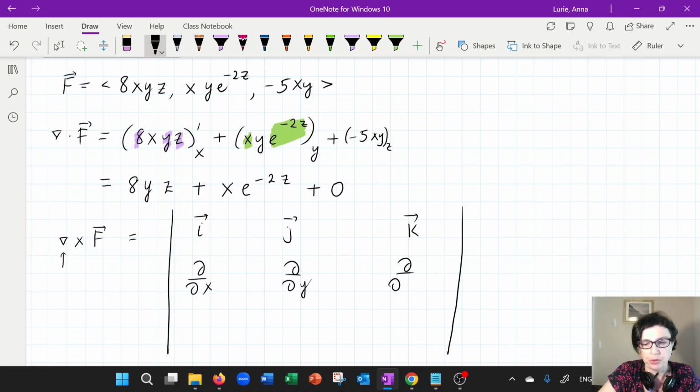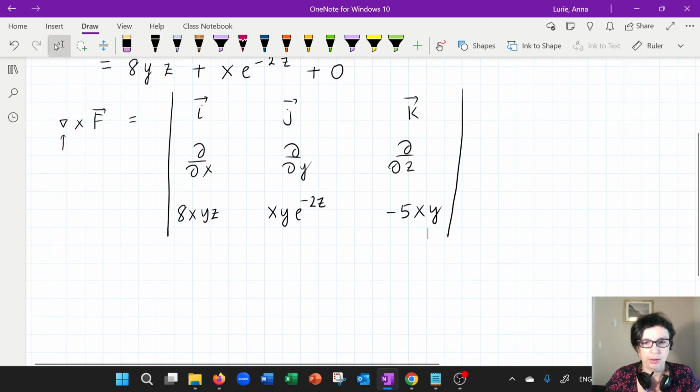So these are partial derivatives, that's the second row. And then the third row consists of the actual force, so this would be the field, 8xyz, or whatever you want to call it. That's x, y, e to the negative 2z and negative 5xy. Okay, so let's compute that.